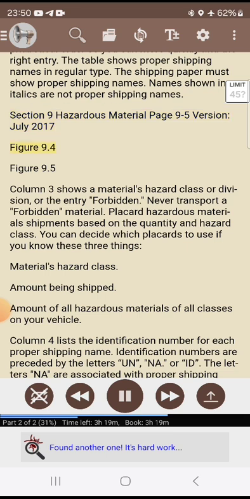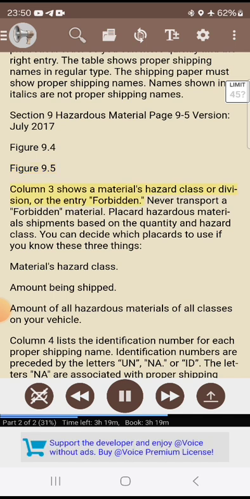Figure 9.4. Figure 9.5. Column 3 shows a material's hazard class or division, or the entry, forbidden. Never transport a forbidden material. Placard hazardous materials shipments based on the quantity and hazard class. You can decide which placards to use if you know these 3 things: the material's hazard class, the amount being shipped, and the amount of all hazardous materials of all classes on your vehicle.